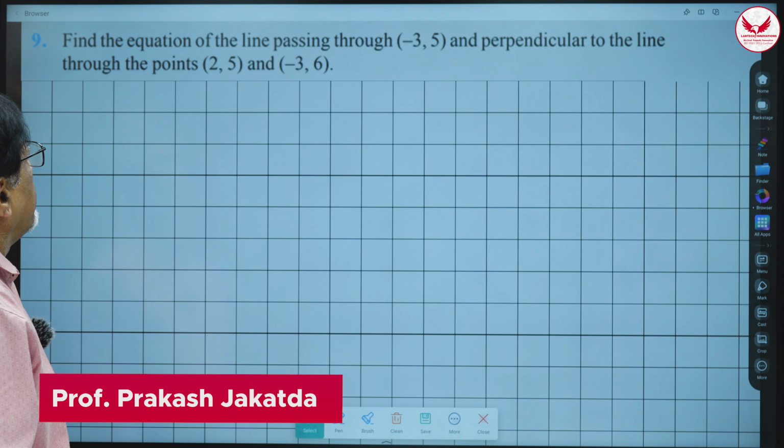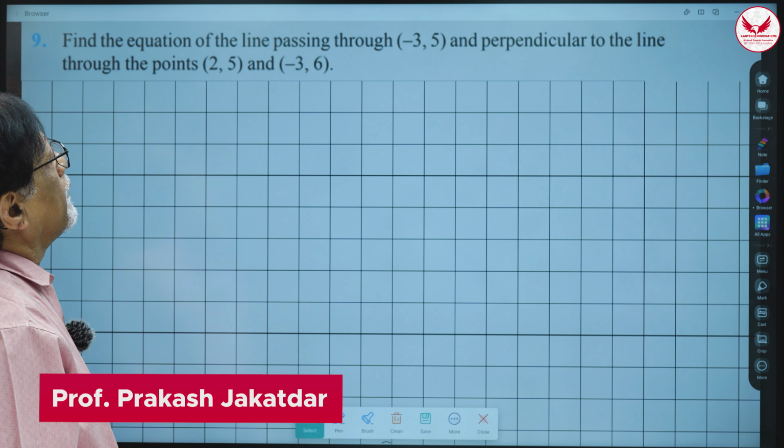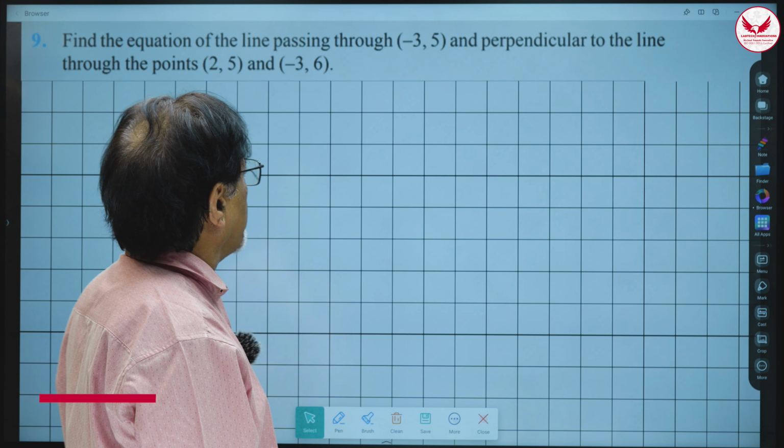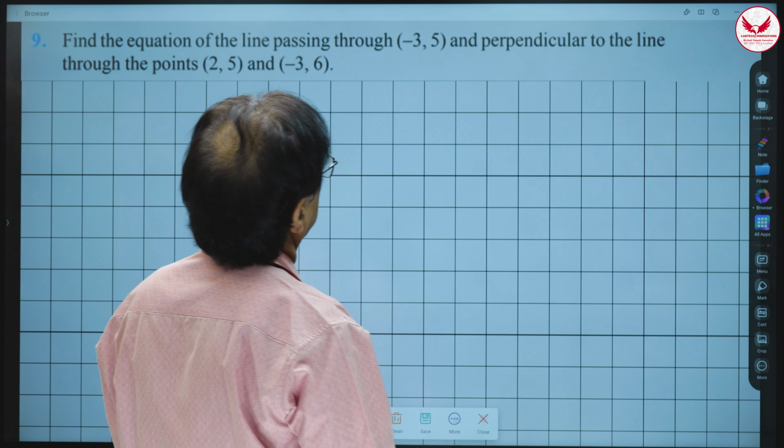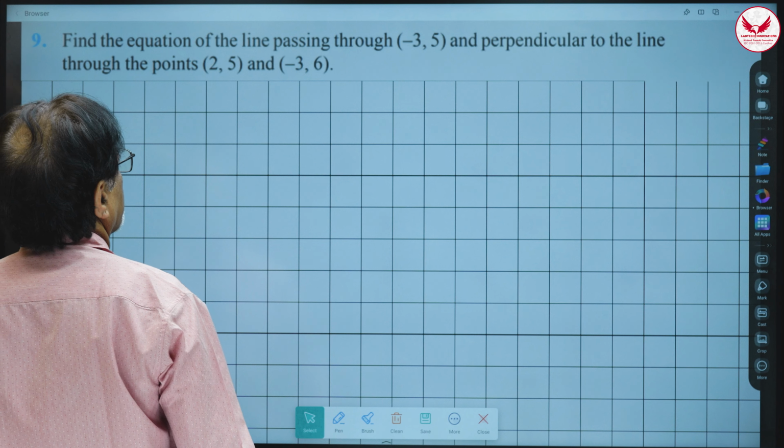Look at the next problem. Find the equation of the line passing through this point and perpendicular to the line through the points (2, 5) and (-3, 6). Let us write down what is given.